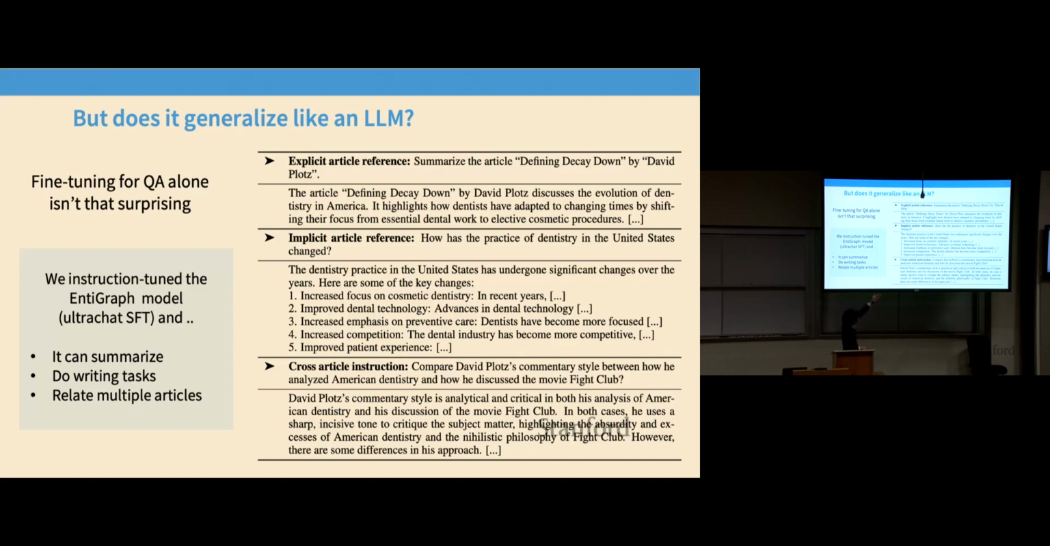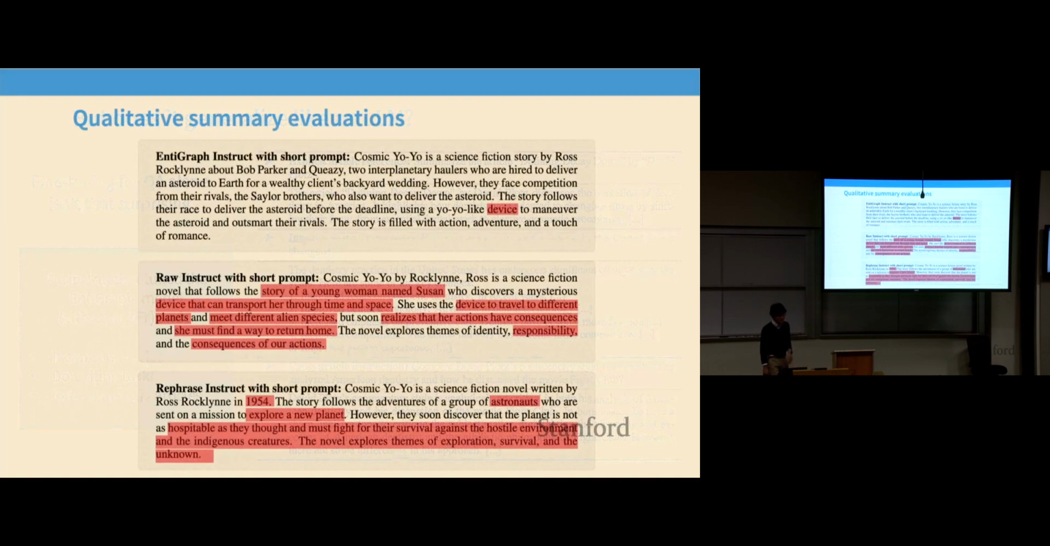We can ask the language model to give a list of how the practice of dentistry in the US has changed, and it will give you a list using facts from the documents. Or we can ask it to compare two different articles in the set of articles, and it can do that as well. These were never explicitly in the training data, and so that's very encouraging to see, right? That we can do things like summarization or relate multiple articles in this very general way, despite only being trained on task-agnostic data.